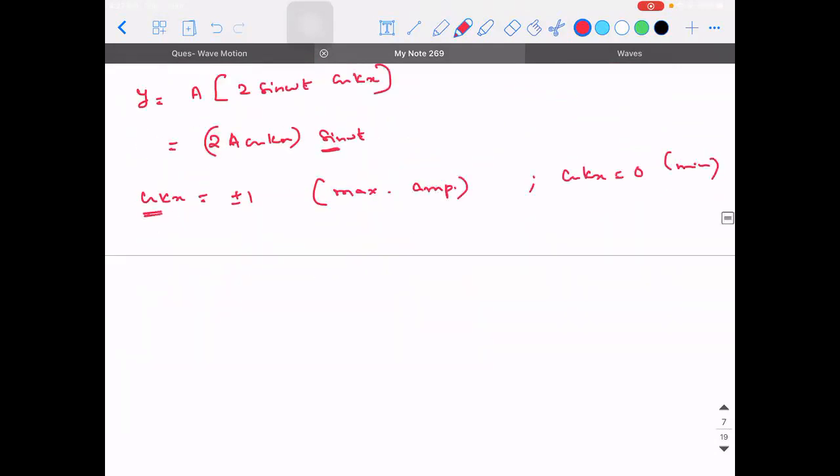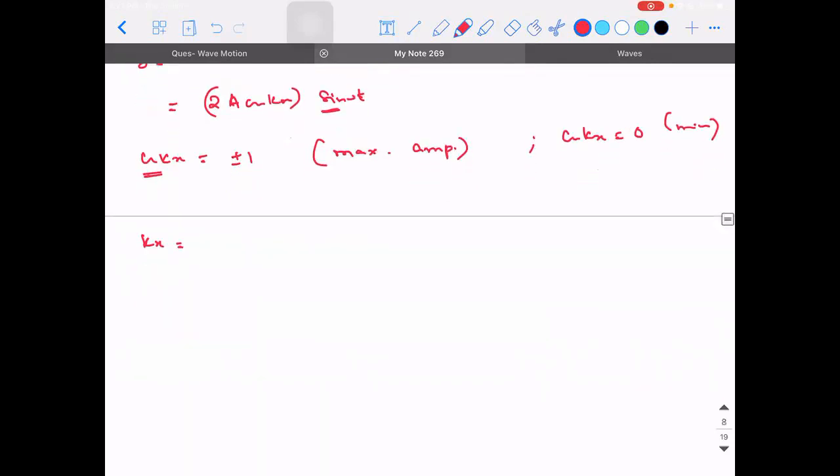So cos kx is equal to plus or minus 1. Then what is the value of kx? What value of cos will give you a 1 or a minus 1? 0 and pi. See, for 0 it will give you 1. For 2 pi it will give you 1. For 4 pi it will give you 1. It goes on like that. Similarly, for pi it gives minus 1, for 3 pi it gives minus 1. So 0, pi, 2 pi, and so on. What will be the general value of this? Is it not n pi?